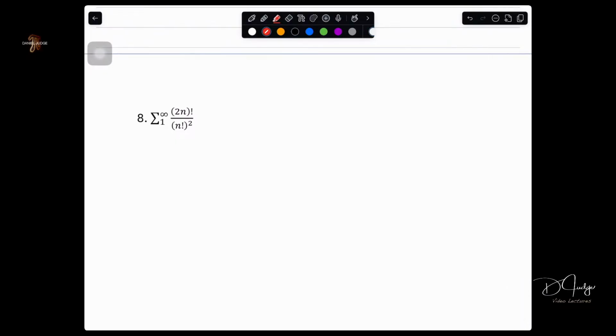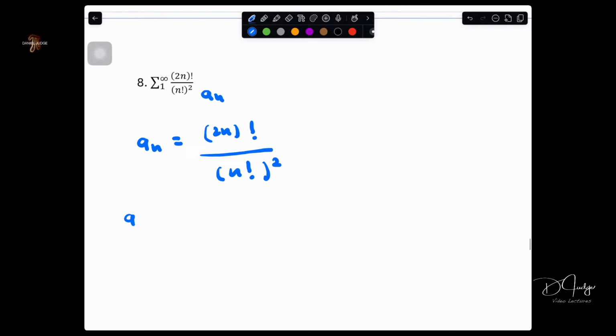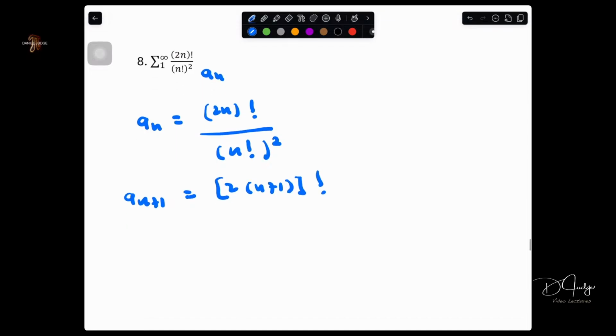2n factorial over n factorial squared here. All right, we're going to have to use the ratio test again. So a_n is 2n factorial over n factorial to the second power, which means a_(n+1) is 2n plus 1 factorial over n plus 1 factorial now to the second power.